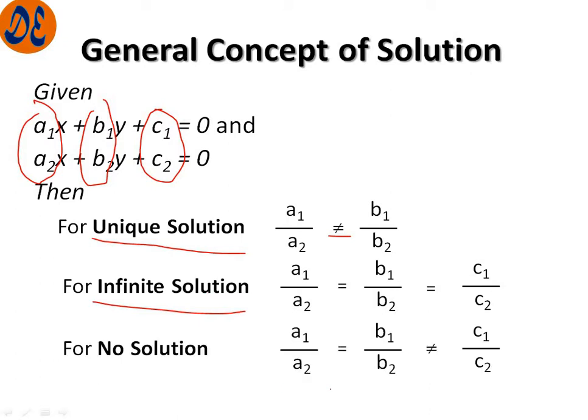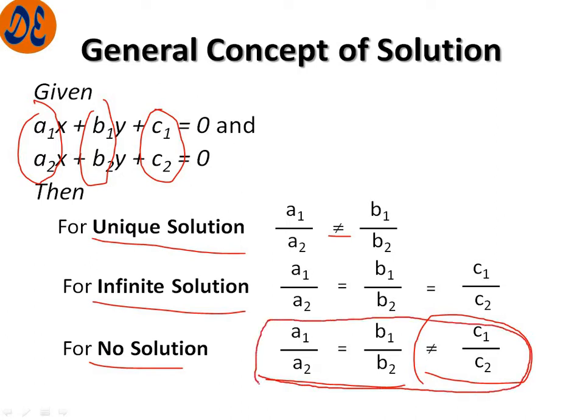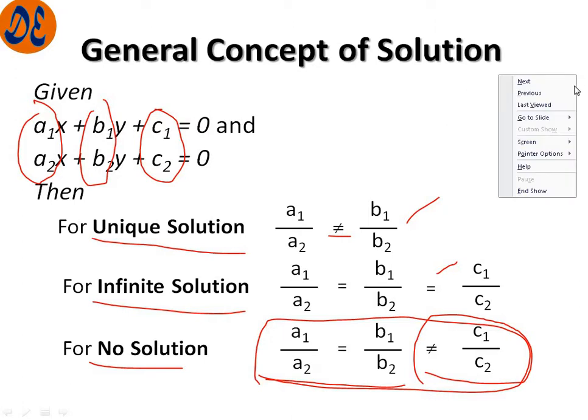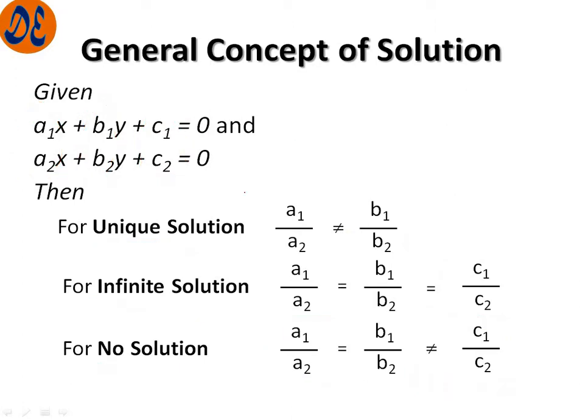Now suppose a1 by a2 is equal to b1 by b2, but that is not equal to c1 by c2. In this case there is no solution. If you remember, this is the situation where both the lines are parallel, so there is no solution. This is the solution for overlapping lines, and this is for intersecting lines. So there are three types of situation for our pair of equations.